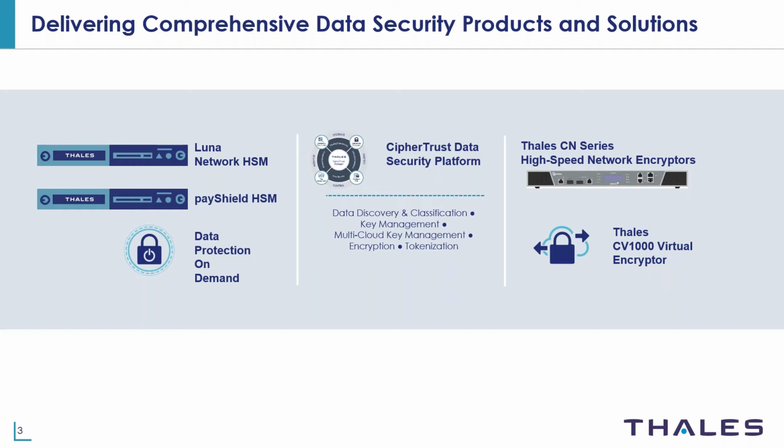The second product is the CipherTrust Data Security Platform, and that's the product we're going to be talking about today, and we will show you the integration with Nutanix with that product. The third one, sorry, is the high-speed network encryptor, which is all you need to encrypt your data in motion. For example, between your data centers or to your disaster recovery sites, you can use the high-speed network encryptors for that.